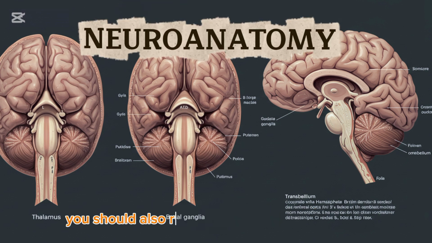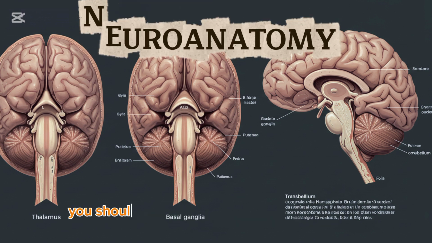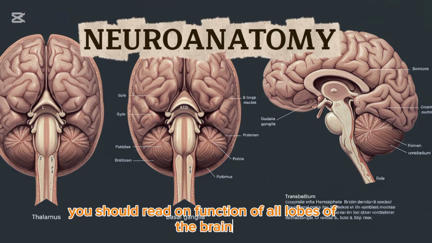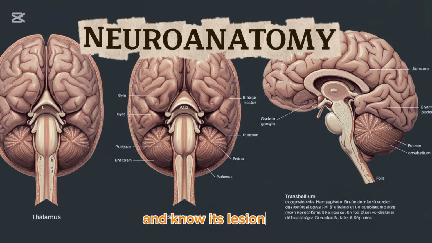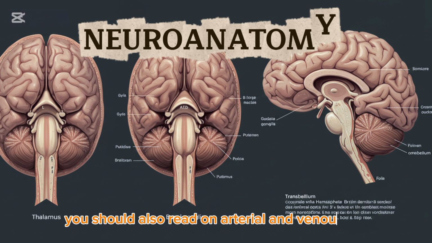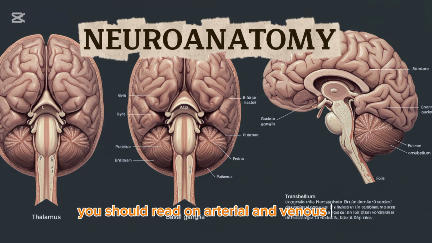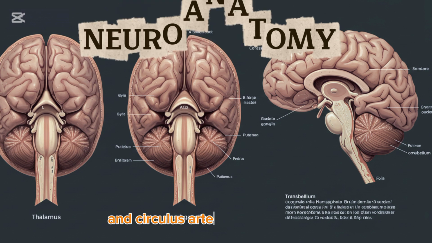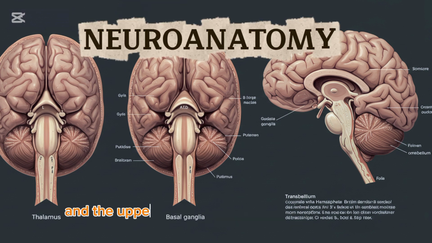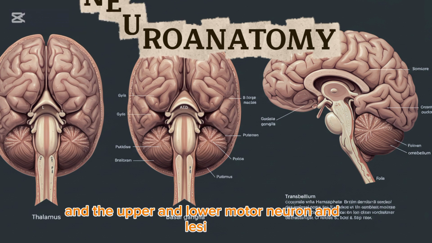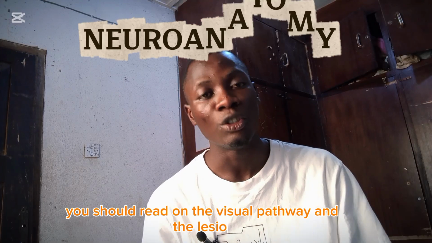You should also read on the cerebral cortex and its lesions. Next, you should read on the function of all lobes of the brain. You should also know the basal ganglia and know its lesions. You should also read on the arterial and venous supply of the brain, and the circle of Willis. You should know the limbic system and the upper and lower motor neurons and their lesions. And lastly, you should read on the visual pathway and the lesions.